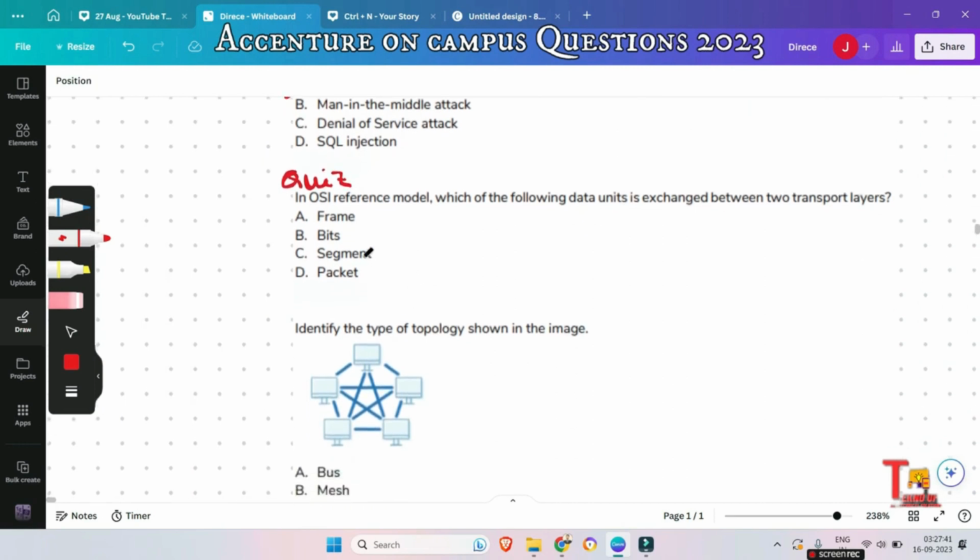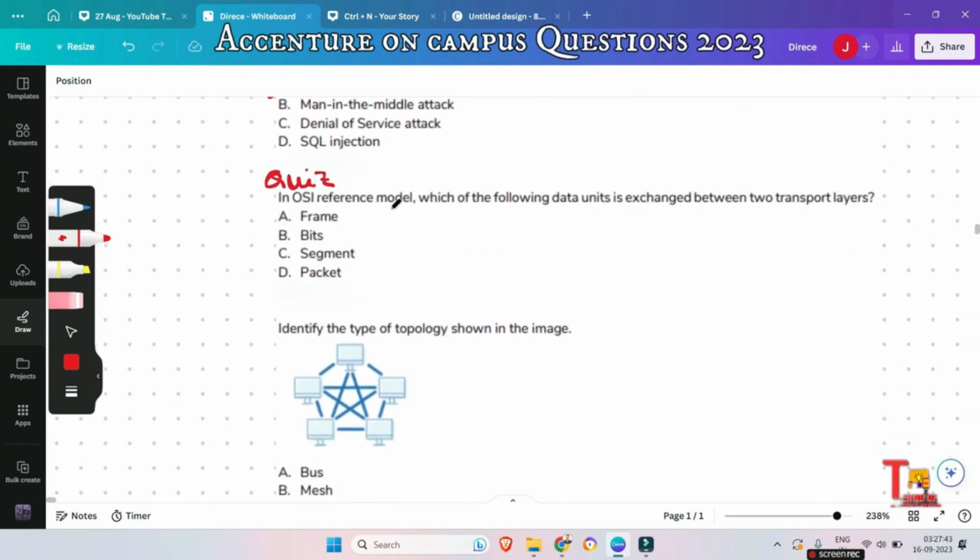Okay, the next question is a quiz question for you. In the OSI reference model, which of the following data units is exchanged between two transport layers? So please give me the answer in the comment section. While you search for this answer on Google or any search engine, it will enhance your knowledge, right? So please go through the search engine, or you can answer from your side as well.